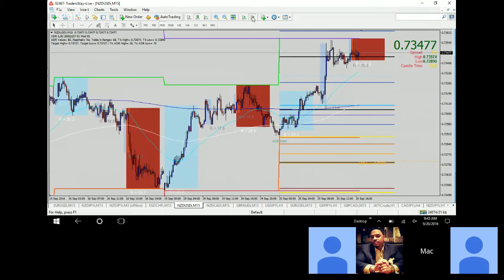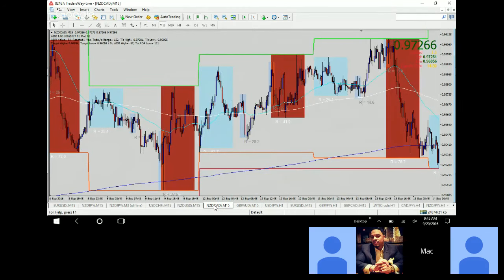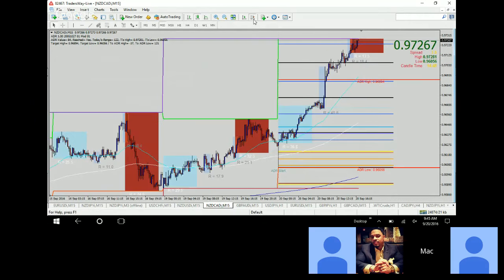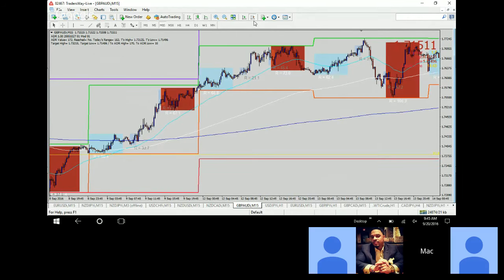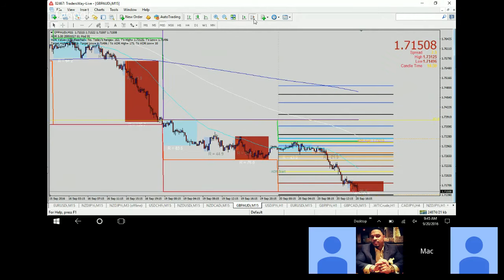NZD USD. All right. Early in the week, I like to just get a few trades in, get out, and collect some pips. Wednesday through Friday is when you pretty much get a feel where the market's going. So we're not going to rush or risk anything.